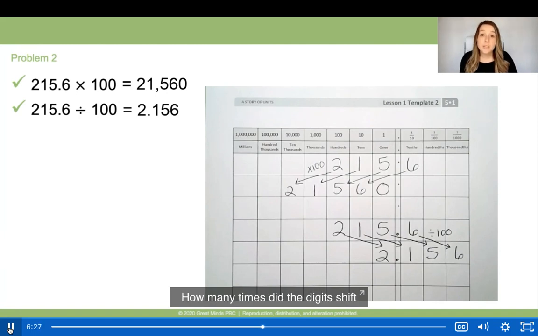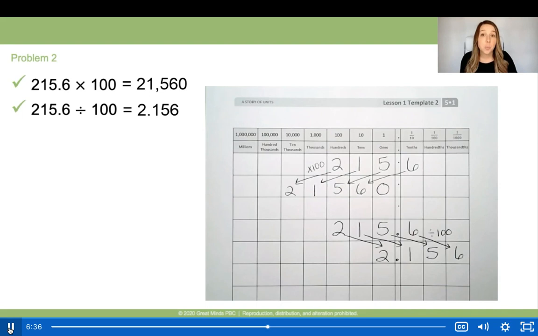I'd like for you to pause the video and think to yourself or discuss with someone near you. How many times did the digits shift in these two problems, and why? Then come back when you're finished.